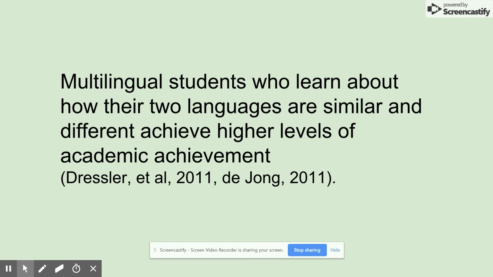And again, the reason we're doing this is because students who learn about how their two languages are similar and different achieve higher levels of academic achievement in both languages. So I hope that this has been very clear for you and you can put this to work right away in your classroom.